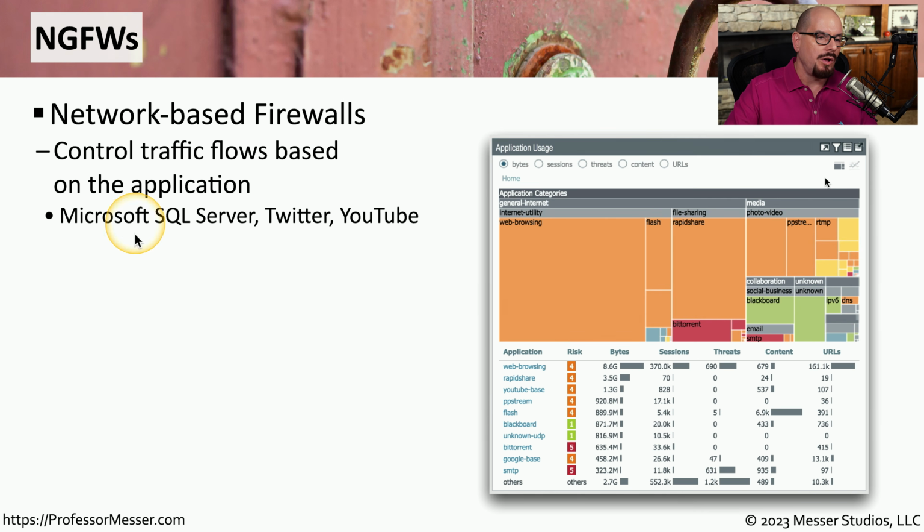So a next-gen firewall might allow Microsoft SQL Server traffic to go through the firewall, regardless of what port number it's using. Maybe people are allowed to view Twitter, but not post to Twitter, and then you can allow or restrict anyone from viewing YouTube videos. It's very possible that all three of these application types are using similar port numbers, but since a next-generation firewall looks at the application layer, it doesn't necessarily rely on just a port number to make forwarding decisions.